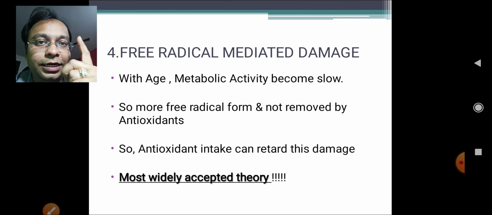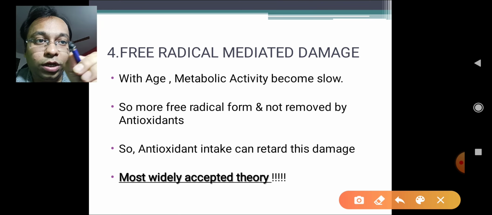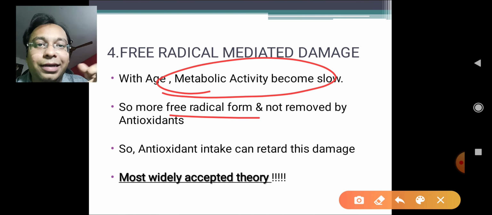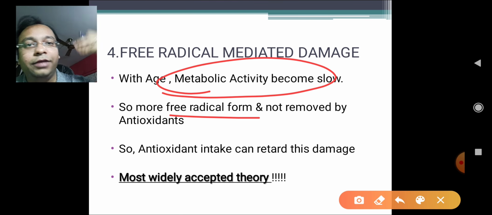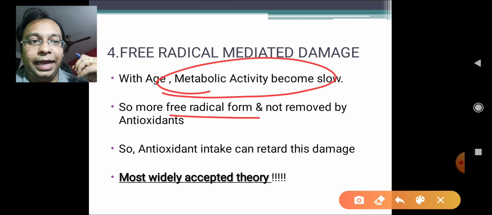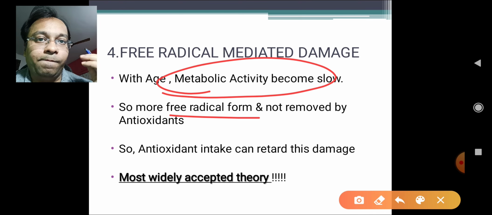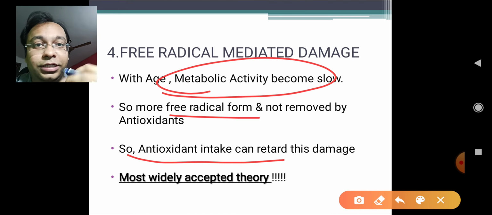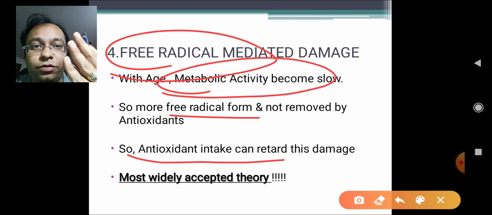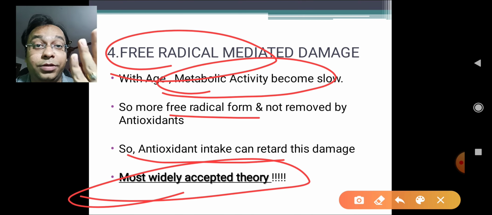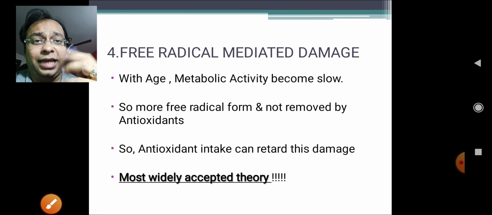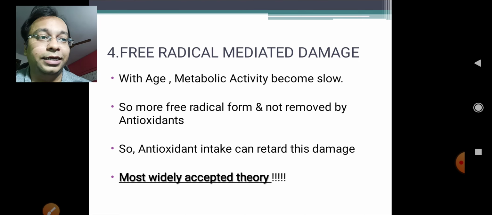The fourth theory is free radical mediated damage that will induce cellular aging. With advanced age, your metabolic activity will become slow and you will develop more and more free radicals. Normally, in a healthy, younger individual, the free radicals get removed by antioxidants. They are called free radical scavengers. But in advanced age, this antioxidant is not effective enough to clear the free radicals. So if you take antioxidants in old age, it can retard the damage and delay cellular aging because it can remove the free radicals. This is the most widely accepted theory among all seven theories. So it's advisable to take antioxidants in old age, and to eat more fruits that contain antioxidants.